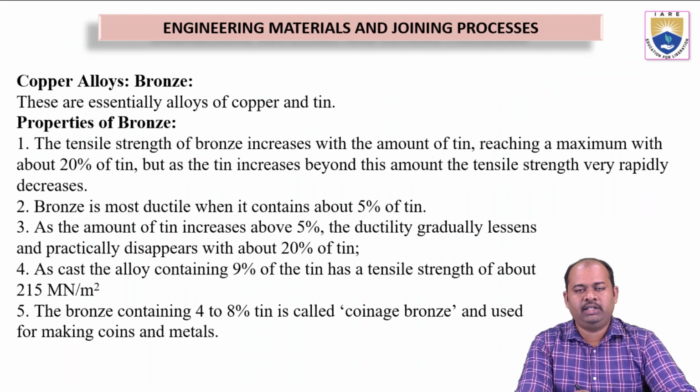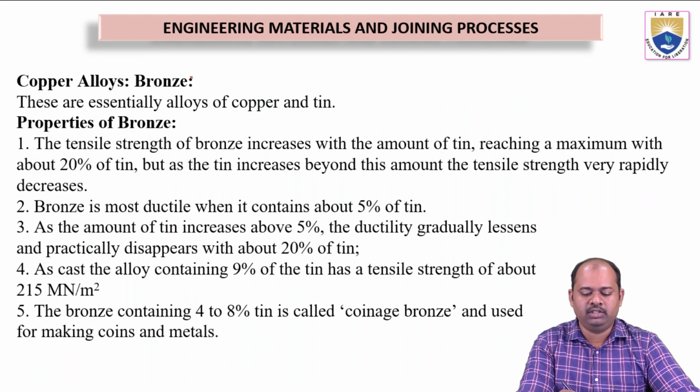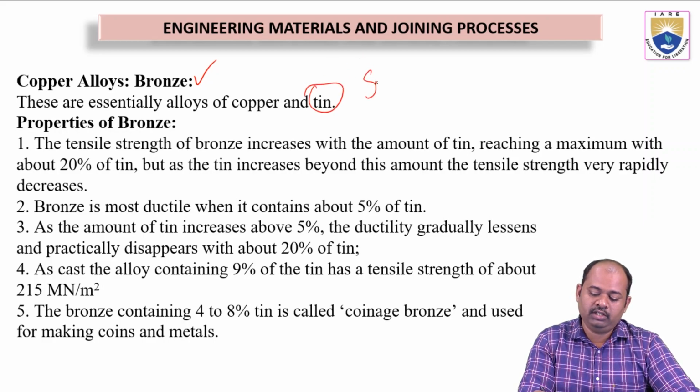And then we have another set of copper based alloy, that is bronze. Bronze is another type of alloy that is made from copper. So we are going to add some other metals to copper so that we will get essential properties. These are essentially alloys of copper and tin. The scientific symbol for tin is Sn. So this is how it is represented.